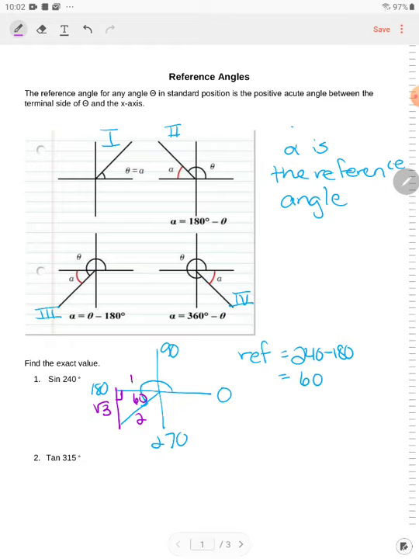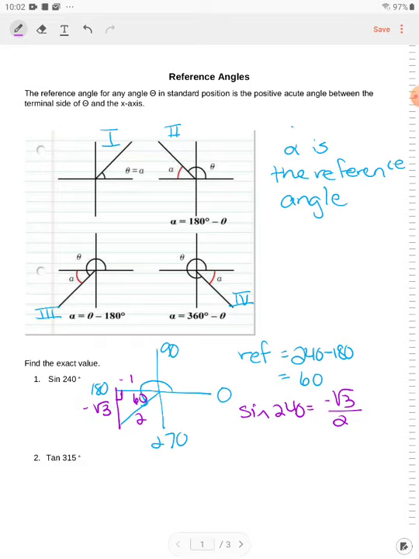Now, I have to remember what quadrant I'm in. And in quadrant 3, both the x value and the y value, if we write it as an ordered pair, they're both negative. So sine of 240 is equal to opposite, negative square root of 3 over 2. And we will be looking at the unit circle coming up. Now, let's look at tangent.